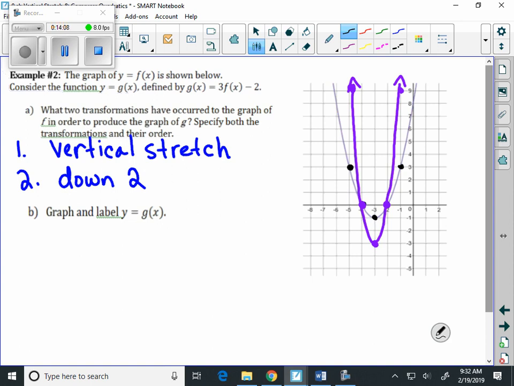So we're going to take this point over here, -5, 9, and we're going to move it down 2. We've got this point, -4, 0. We're going to move it down 2. We've got our vertex. We're going to move that point down 2. -2, 0. We're going to move down 2. And -1, 9. We're going to move it down 2. And now we've accomplished both of the transformations with this black graph here, which I'll call g of x.